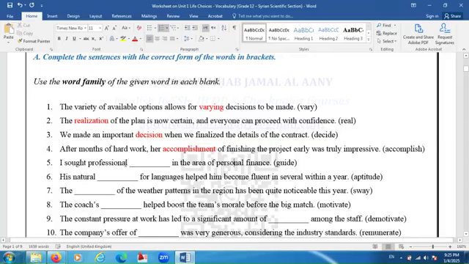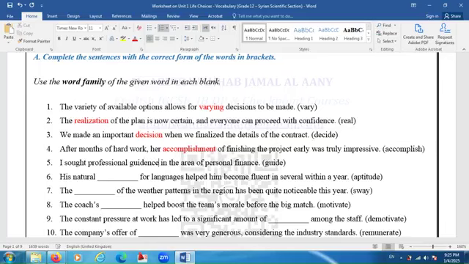I sought professional... I'm seeking. I was seeking. I sought. It's the past of seek. I sought professional guidance in the area of personal finance. Is it guide or guidance? So professional guidance. Guidance. In the area of personal finance.